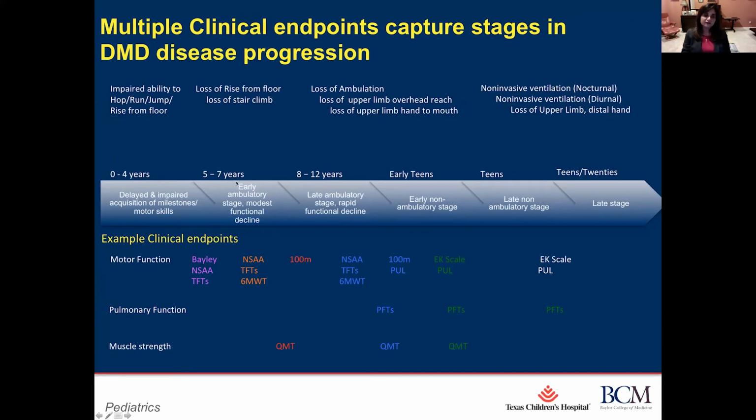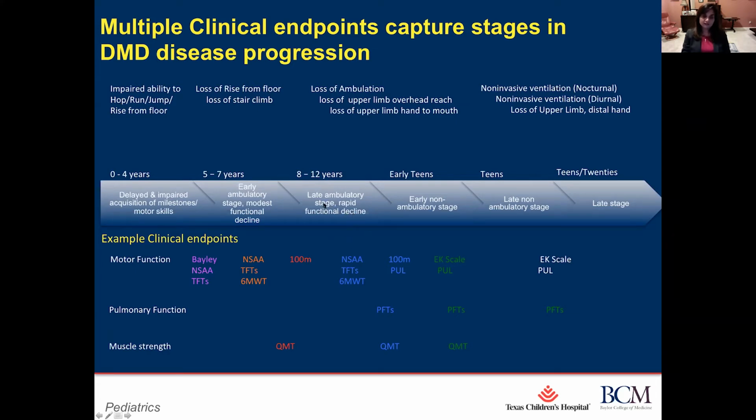And then when they turn 5 to 7 years, they have some modest functional decline. They will have more difficulty getting up from the floor, and they lose stair climbing. So at that point, again, we can monitor motor function by the North Star Ambulatory Assessment, the timed function test, and also the 6-minute walk test. And then by 8 to 12 years, they have significant weakness, and some of them may have lost ambulation.